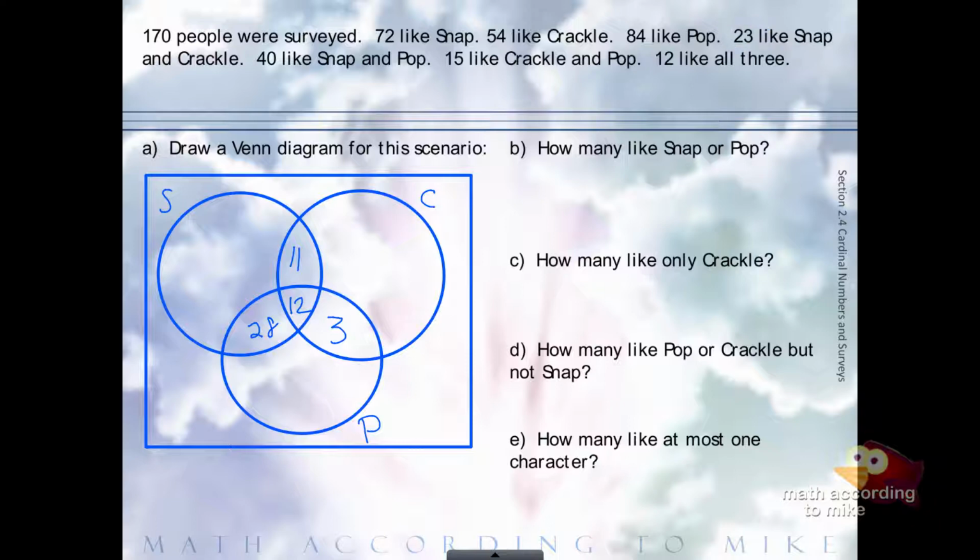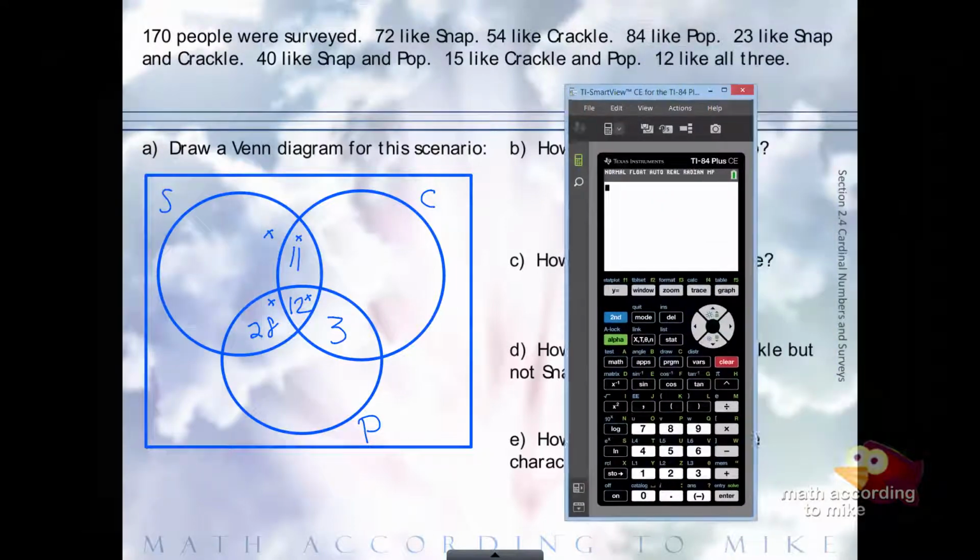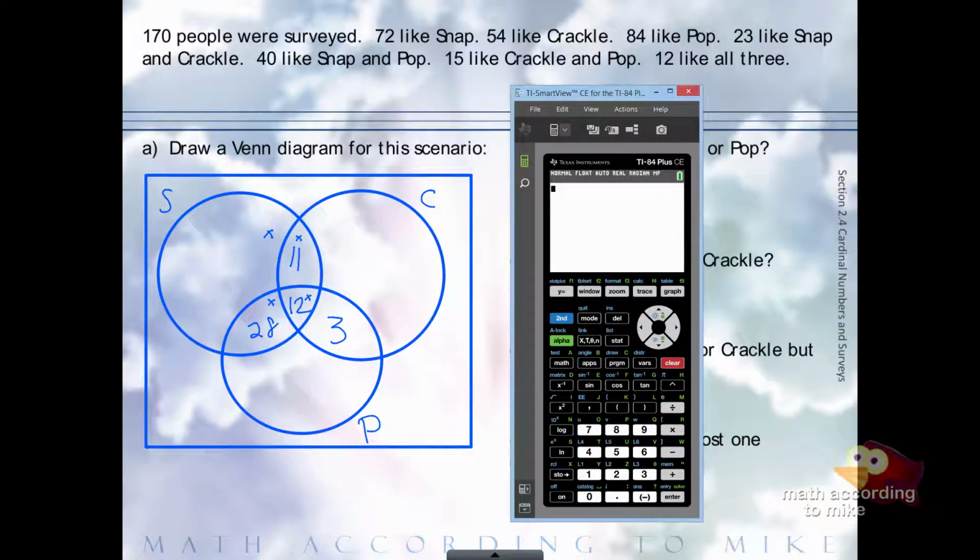So now we can use those original numbers. Again, the 72 is going to be the entire Snap circle, and there's 4 sections. Now there's only 1 place unaccounted for. I'm going to bust out my calculator. Okay. So the Snap circle needs to add up to 72. We already have 11, 12, and 28 accounted for. So subtracting that out, that means we need 21 more people.